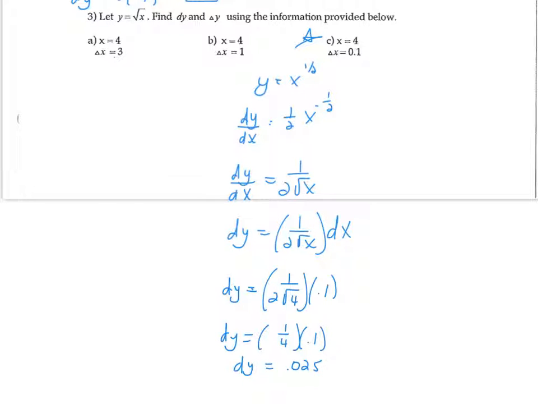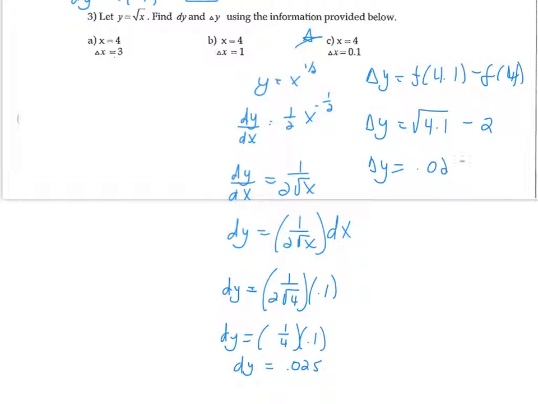Okay, for delta y, we would want to do f of 4.1 minus f of 4, and when you plug in those values, we'll get delta y is equal to the square root of 4.1 minus 2, because that would be the square root of 4, which is just 2, and that works out to be delta y equals 0.025 as well. So in this particular case, the two values come out to be exactly the same.